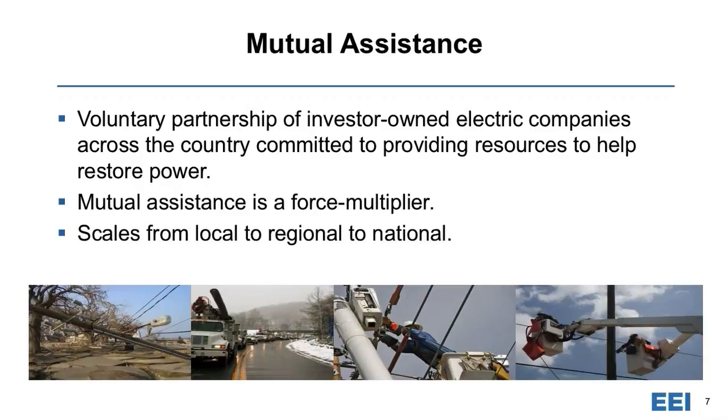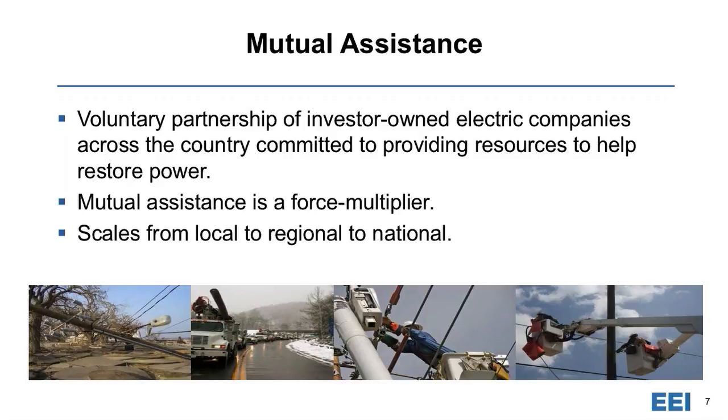Now, electric companies are large entities, but they're not staffed for 100% coverage for disasters. So for 50, 60 years, really probably since the beginning of the industry, this concept of mutual assistance, or on the public power side, mutual aid, has developed, where companies basically voluntarily partner with each other to provide support in a disaster. And typically that's human capital. You need people to restore power, to put up poles, string lines, and the like. So what mutual assistance does is multiply the workforce for companies.